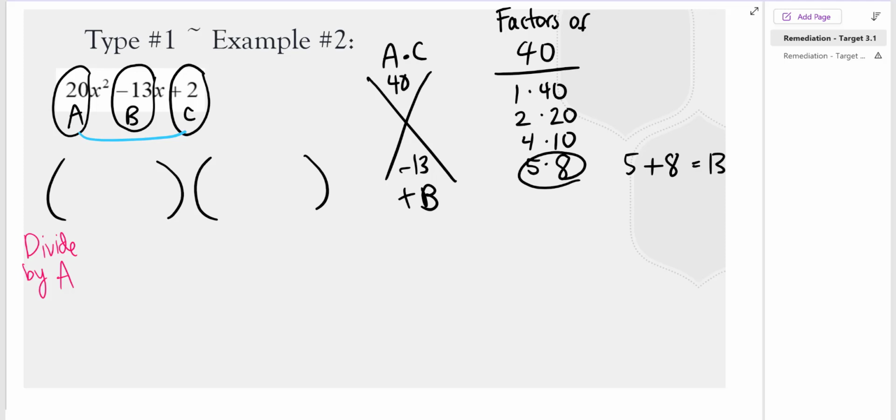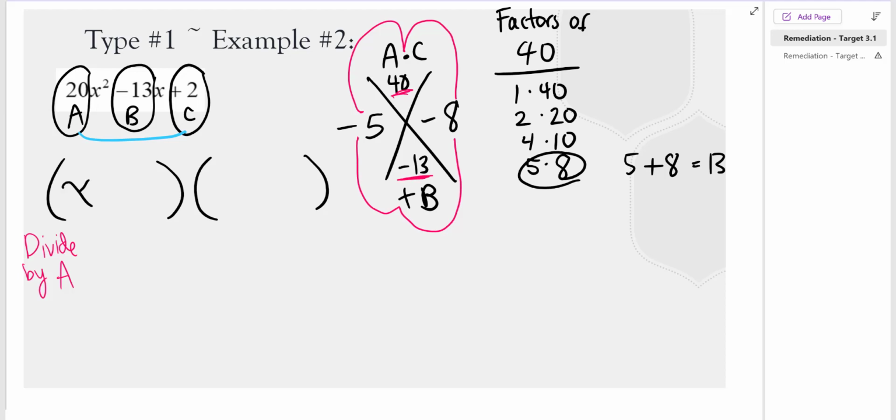Okay, but now we have to get the sign correct. There is a trick. If the bottom number is negative and the top number is positive, both your answers are going to be negative. Okay, so it should be negative 5 and negative 8. Well, let's check. Negative 5 times negative 8 is positive 40. Negative times negative is positive. Negative 5 plus negative 8 is negative 13. So these are the correct answers. So we're going to put in the parentheses x minus 5, x minus 8.